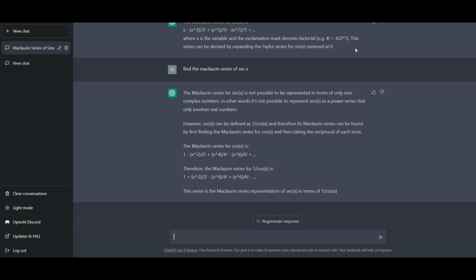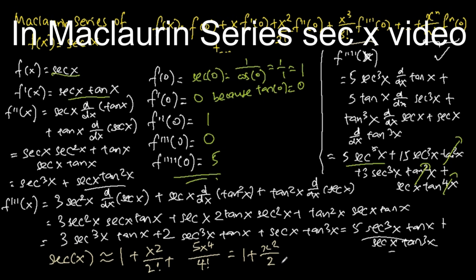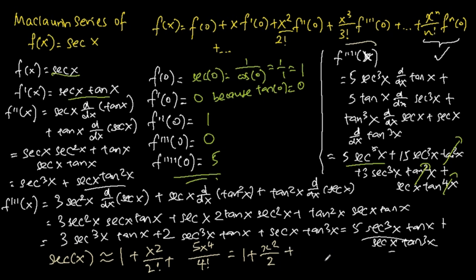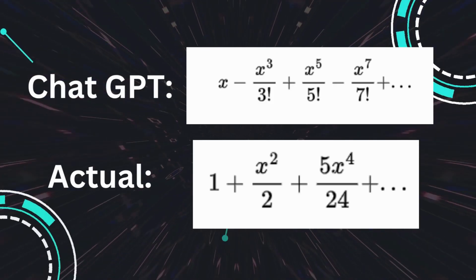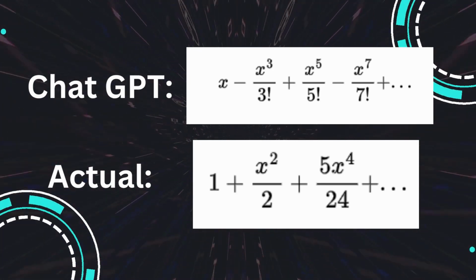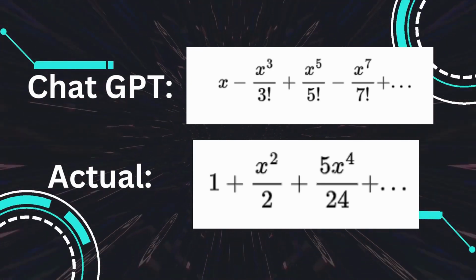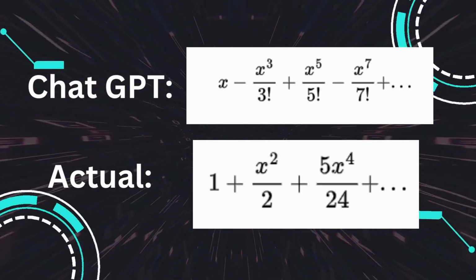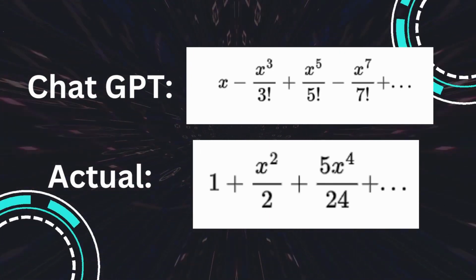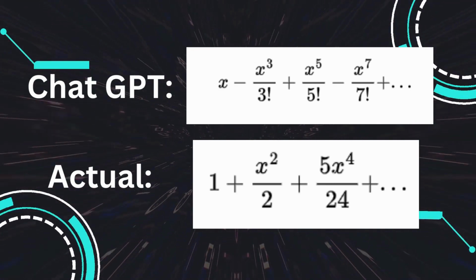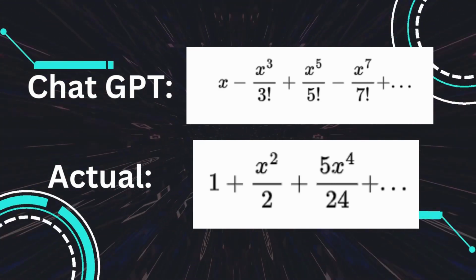Now let us compare with one of our videos, which is the Maclaurin series of secant x, to see if it has the same answer. The final answer for this Maclaurin series of secant x is actually 1 plus x squared over 2 plus 5 over 24 x to the power 4. ChatGPT has provided a different answer as compared to the one shown in the video, from which we can conclude that ChatGPT has provided a wrong answer to this particular problem, the Maclaurin series of secant x.